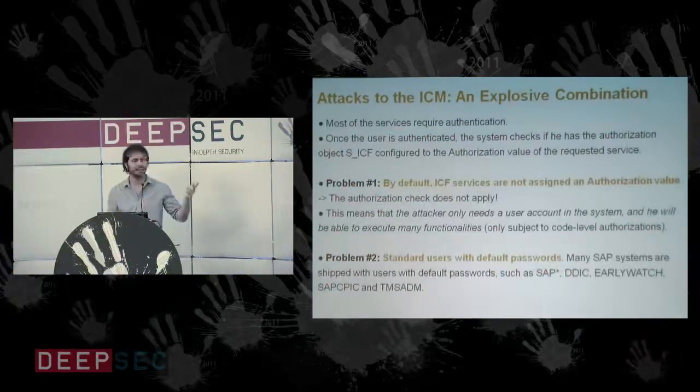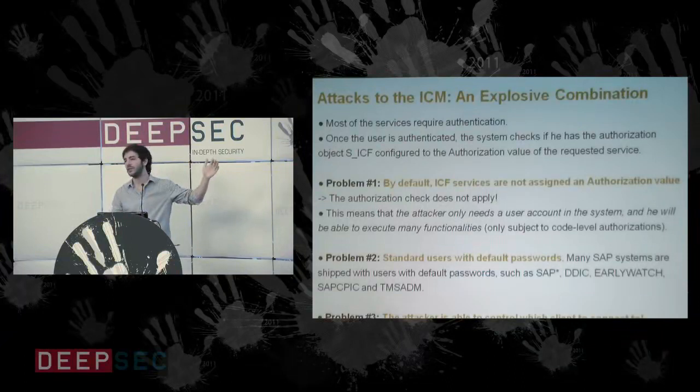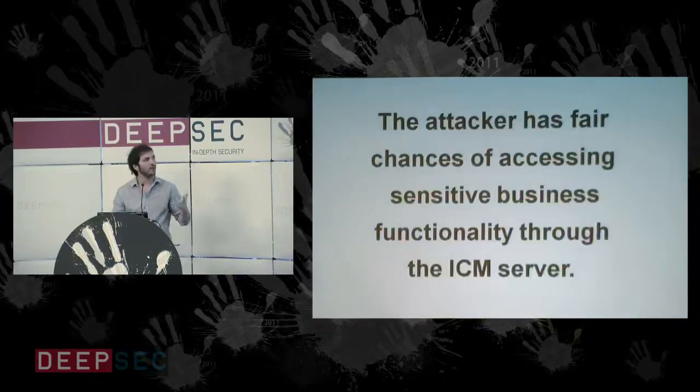So the attacker has a lot of chances to find one of these configured. And as an additional note, the attacker can also control which mandant or client, which is something very SAP specific. But what you want to get out of this is that an attacker needs authentication, but there will be no authorization check, and it's highly probable that he can find a default user to trigger that service. So what this turns out to be is that the attacker has fair chances of accessing really sensitive business functionality through the ICM services.